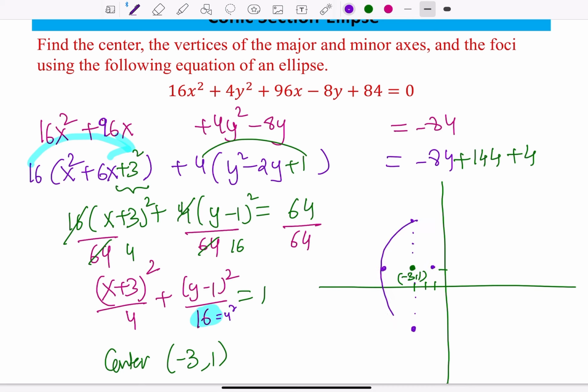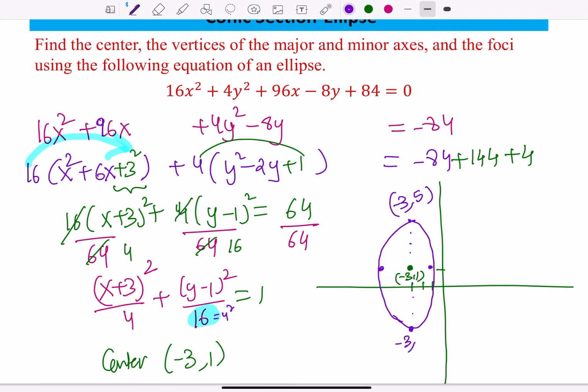And that's our ellipse graph. Now make sure we label the coordinates, starting from negative 3, 1. If we went 4 above, we're at negative 3, 5. And if I go 4 below, I'm at negative 3.